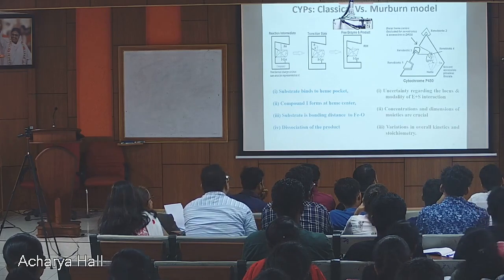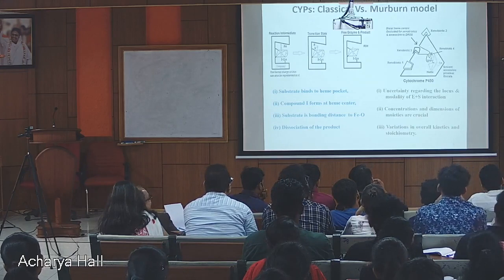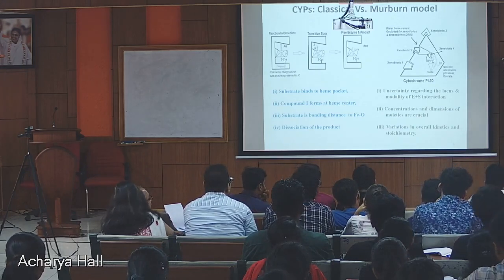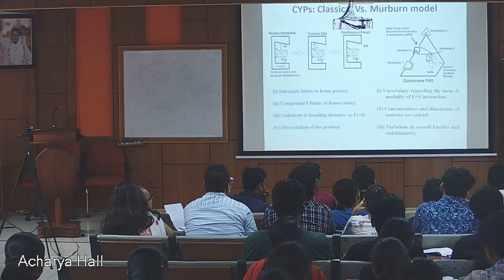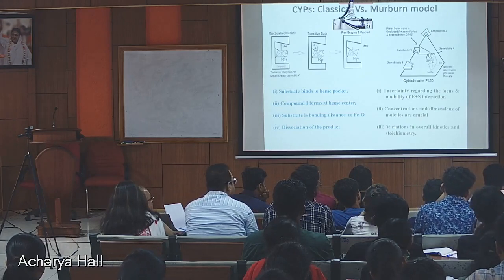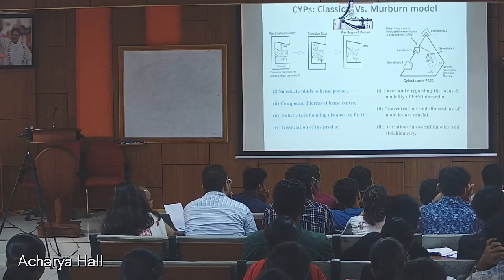One difference. What is the difference? Here in the murburn model, the mechanism does not require the molecule to get into the heme pocket. The heme pocket is deep rooted. I showed you the chloroperoxidase structure. Did I show it yesterday? There was a channel leading into the active site.